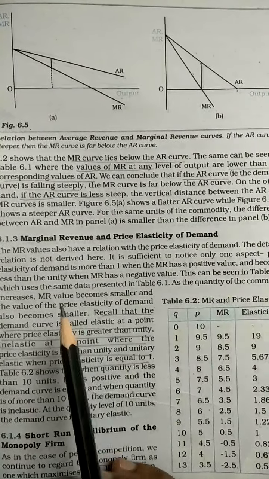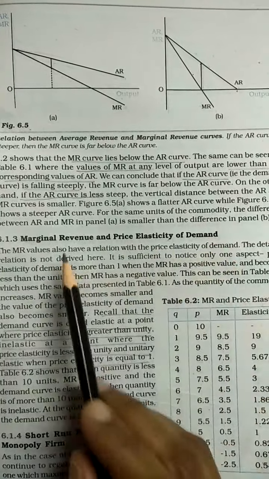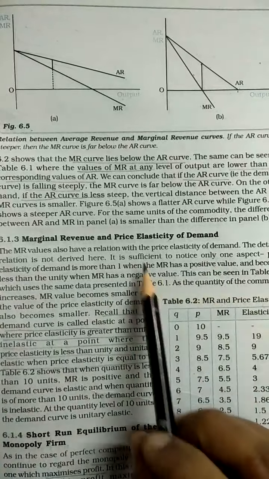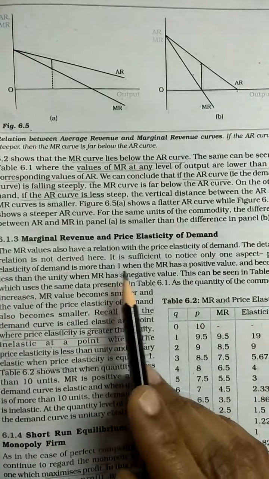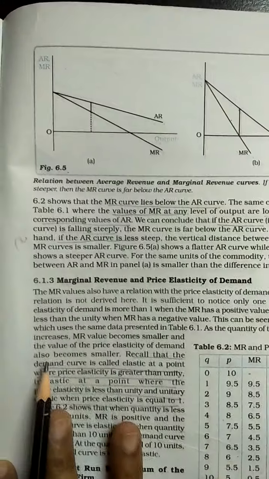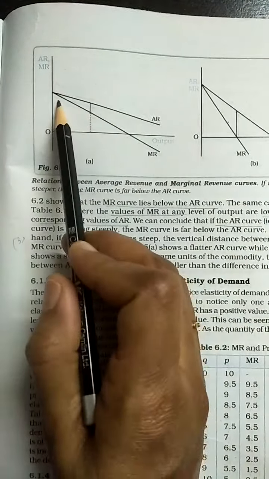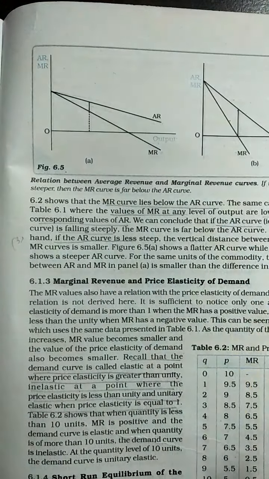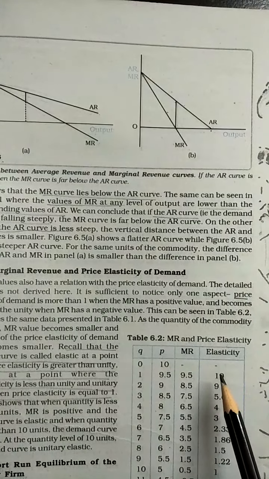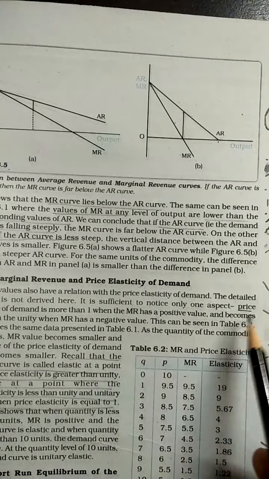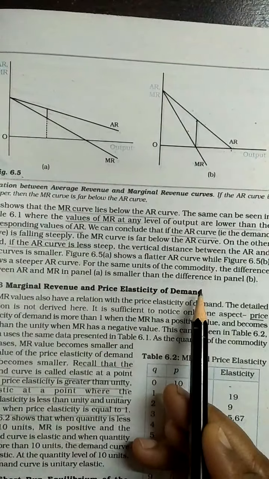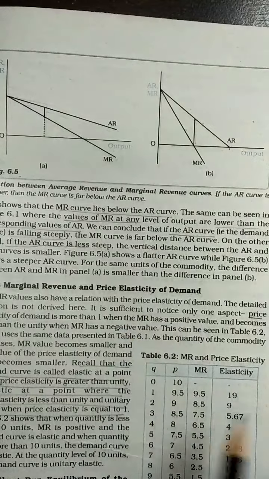The next topic is marginal revenue and price elasticity of demand. What is the relationship between marginal revenue and price elasticity of demand? That is an important question. We can expect that question. When marginal revenue has a positive value, here, in this portion, price elasticity of demand would be greater than 1. We can find that out with one equation, but that is not needed to study. We have to study only the relationship between marginal revenue and price elasticity of demand. The detailed explanation is not derived here.